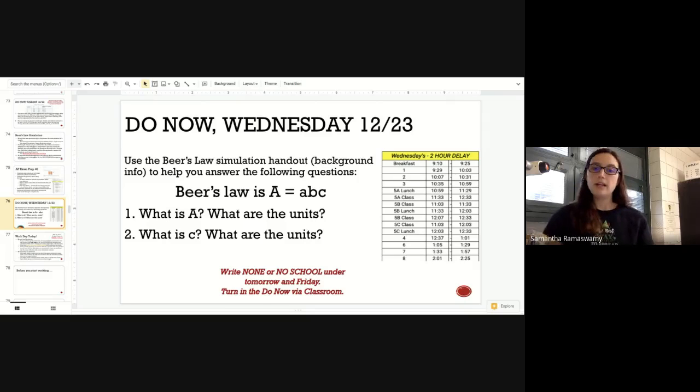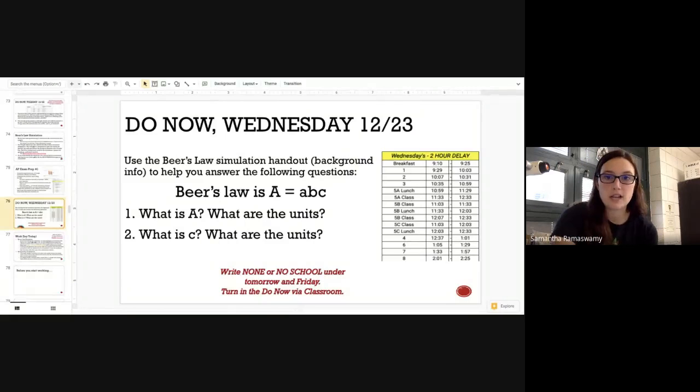Number two, C is concentration. Concentration can be in molarity or any metric prefix before molarity. So it could be molarity, millimolar, micromolar, whatever prefix you have in front, but it has to be some sort of variation of molarity. So A is absorbance, which is unitless. C is concentration, which is some variation of molarity, capital M.